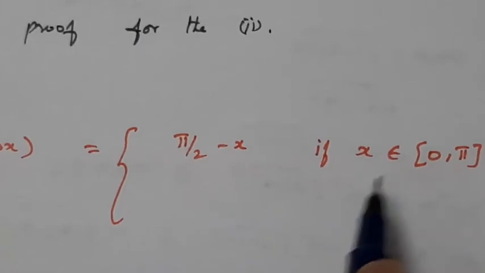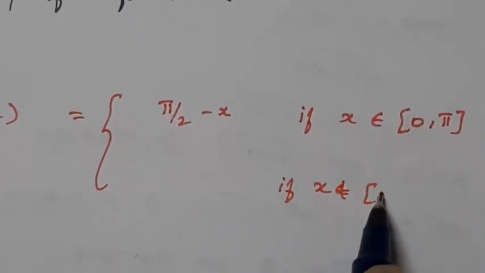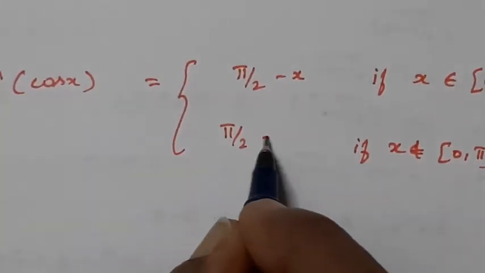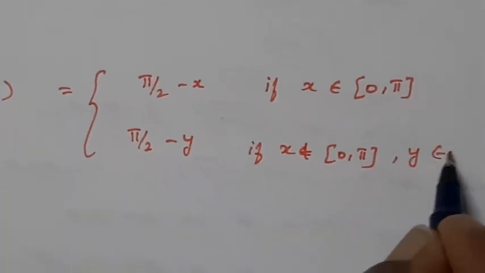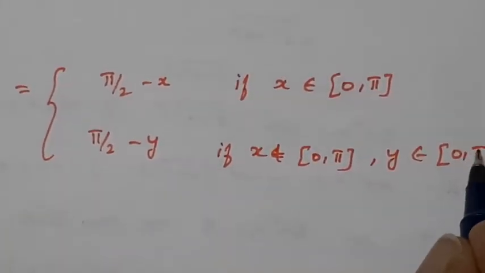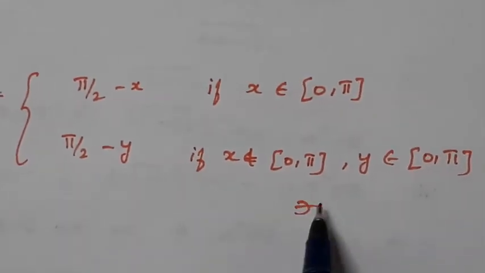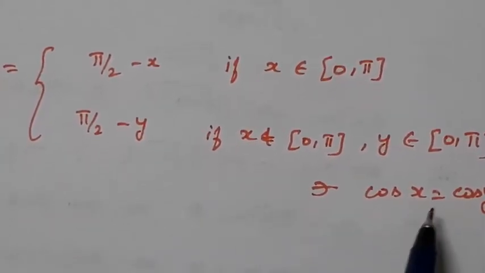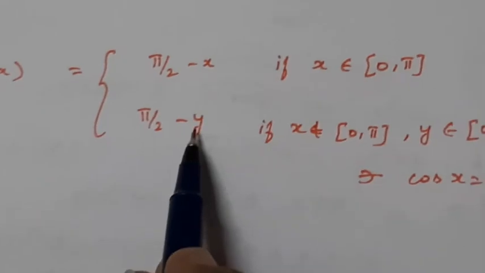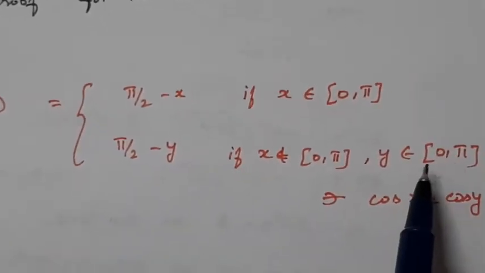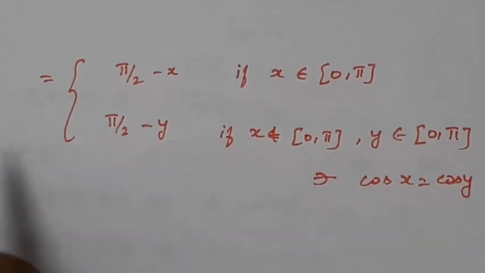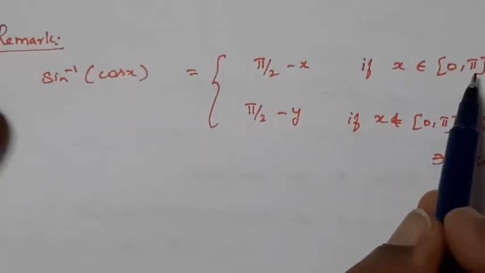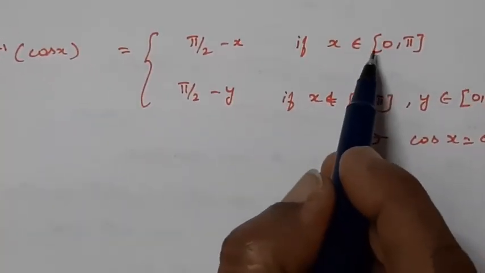But if x does not belong to 0 to pi, what happens to sin inverse of cos x? This will be equal to pi by 2 minus y, where y belongs to the same closed interval 0 to pi, such that cos x is equal to cos y, that is, the corresponding cosine values should be equal. So, you have to find another alternative angle in the same closed interval 0 to pi in such a way that their cos values are equal. Okay. So, why have we taken 0 to pi? Because the principal domain for cos x is 0 to pi. Therefore, we have given that x belongs to 0 to pi.